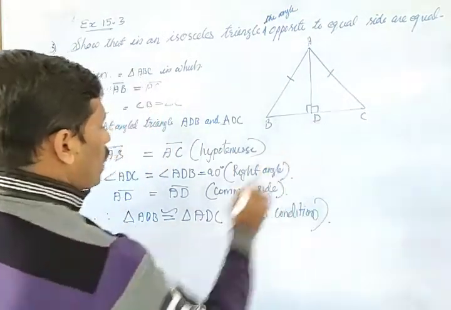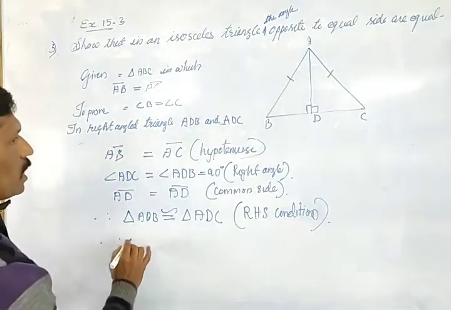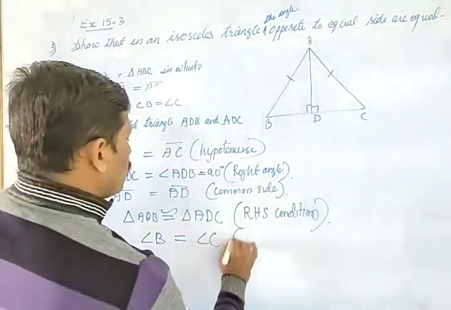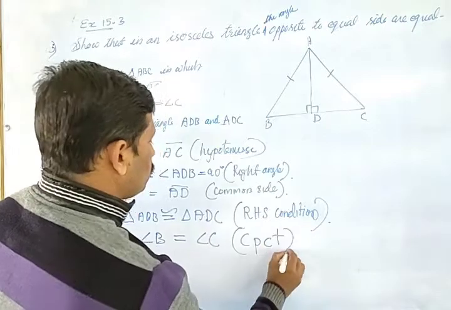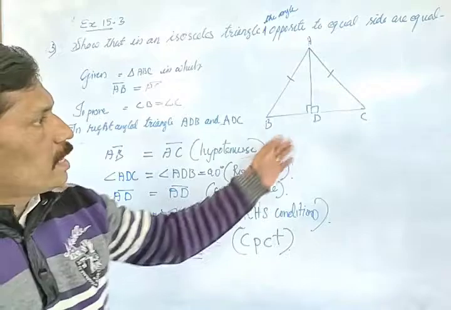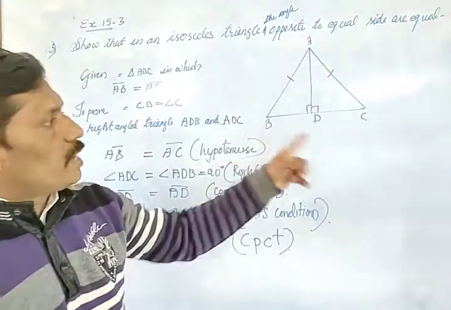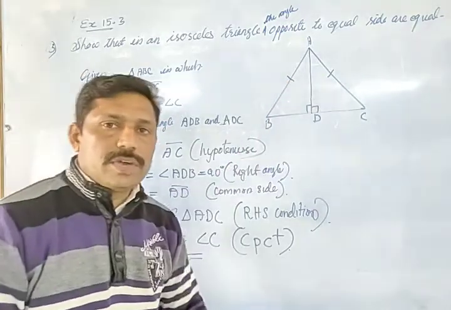So if these both triangles are congruent, their corresponding angles are also congruent. Therefore, we can say that angle B is equal to angle C, corresponding parts of congruent triangles. So in this way we prove that angle B and angle C are equal. So in an isosceles triangle, the angles opposite to the equal sides are always equal.